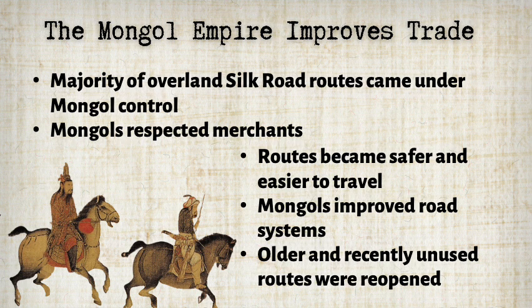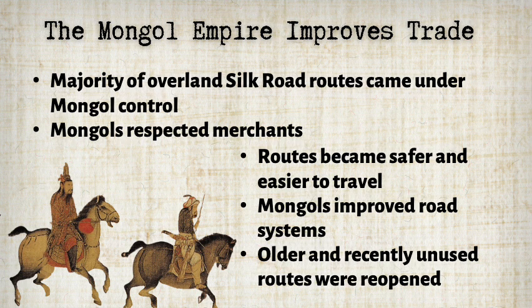Once the Mongols took the Abbasid Caliphate in 1258, the siege of Baghdad, and later expanded into China with the defeat of the Song dynasty, a majority of the overland routes existed under a unified empire. The Mongols respected merchants and therefore took measures to safeguard the routes and those that traveled them. It became far safer to use the Silk Roads, and this greatly helped to facilitate trade.